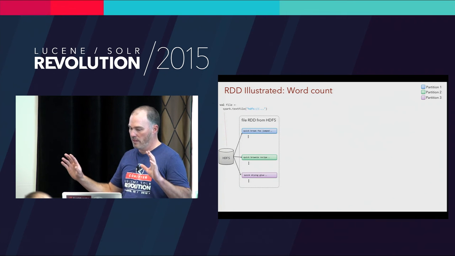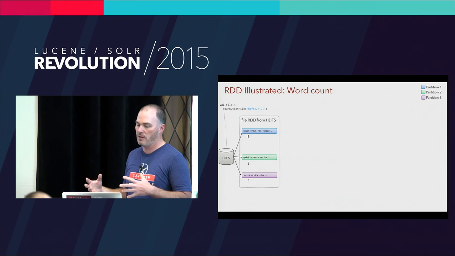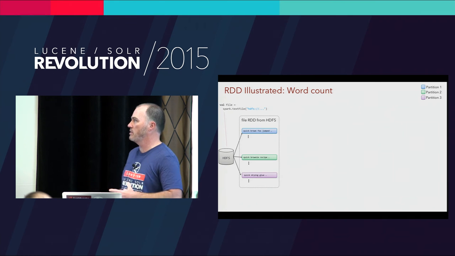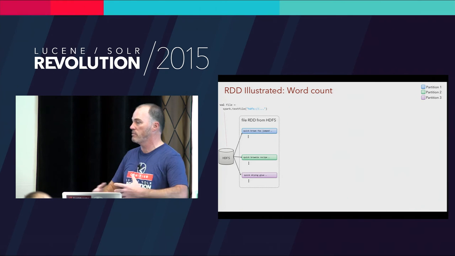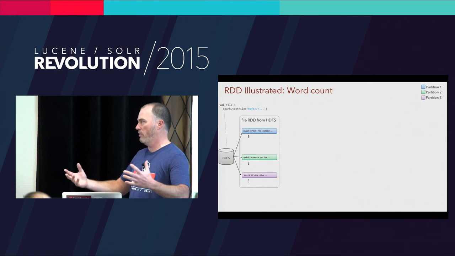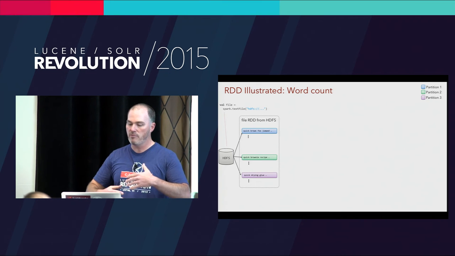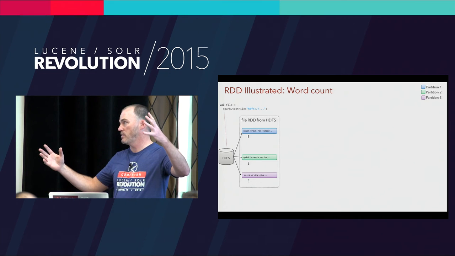And I have a cool little animation, so I'll walk you through the code. So we're essentially reading this text file that's stored out in HDFS. And since it's out in HDFS, you have splits. Presumably, this data is very large, and we want to do word count on it. I guess I could have come up with a better example. But the idea is now we have partitions around HDFS that we want to read.